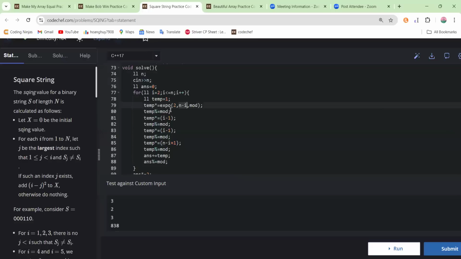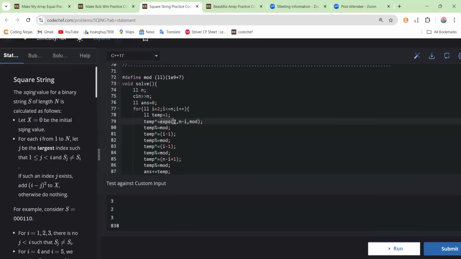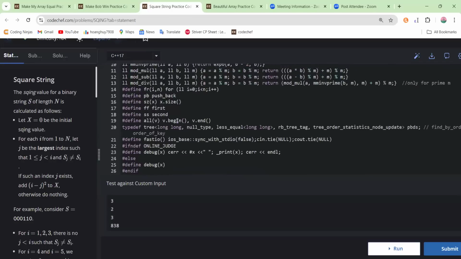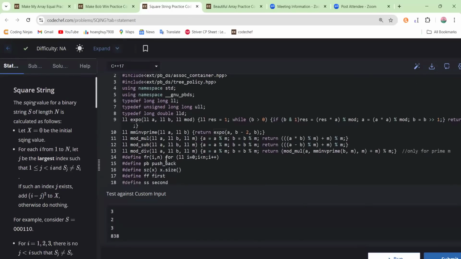So first of all, in my temp, I multiply 2 power n minus i, taking mod into consideration. I already have this expo function defined in my template. If you look, this is the expo function which calculates a power b taking mod into consideration. I expect that you all know how we can calculate a power b with an iterative approach, dividing into 2, divide and conquer. I hope that is clear. If not, you can read any article on how to calculate a power b taking mod into consideration.